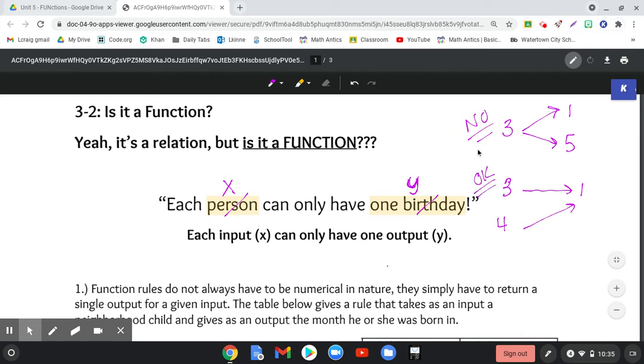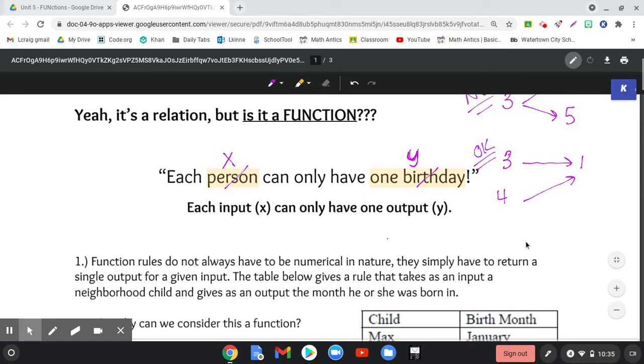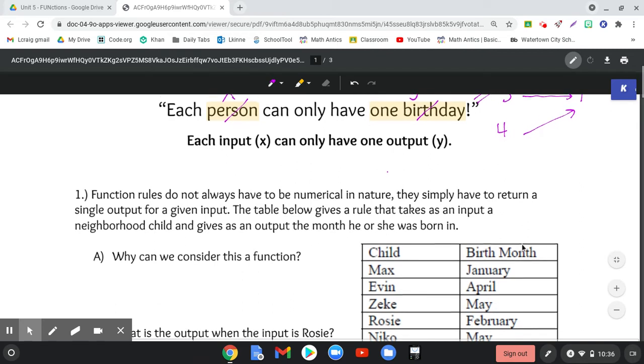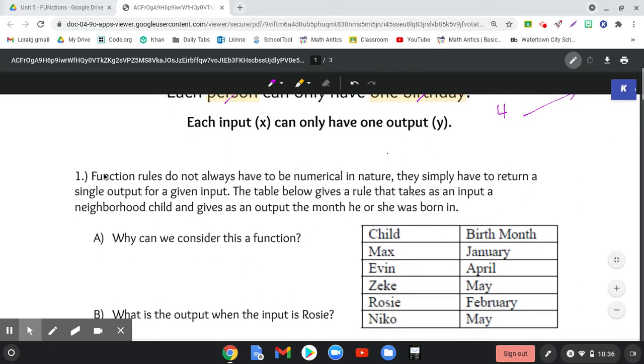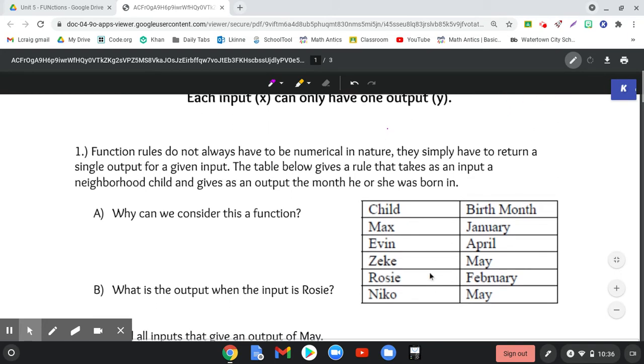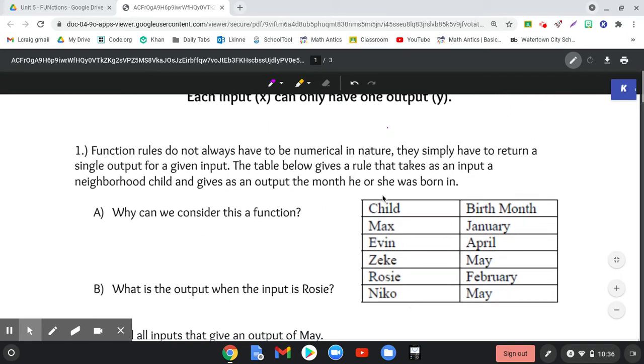So look at the difference between those. If you see an X value that goes to 2 different Y values, it's not a function. But if you see 2 different X values going to the same Y value, if you see 2 people with the same birthday, that is okay. That is a function. All right, so let's look at a couple examples with this to hopefully make a little bit more sense. So let's actually use children and birthdays. All right, a person and a birthday.